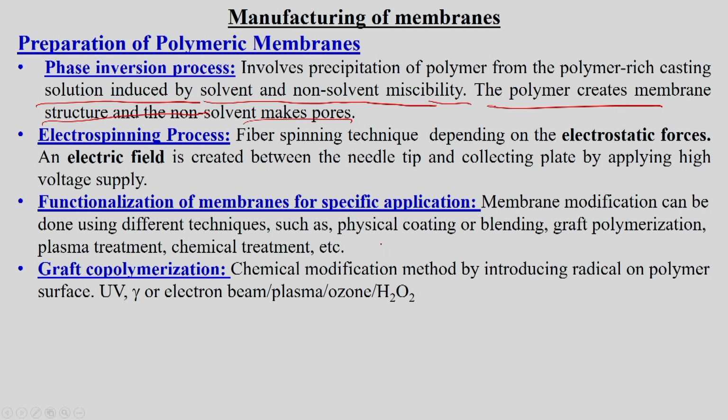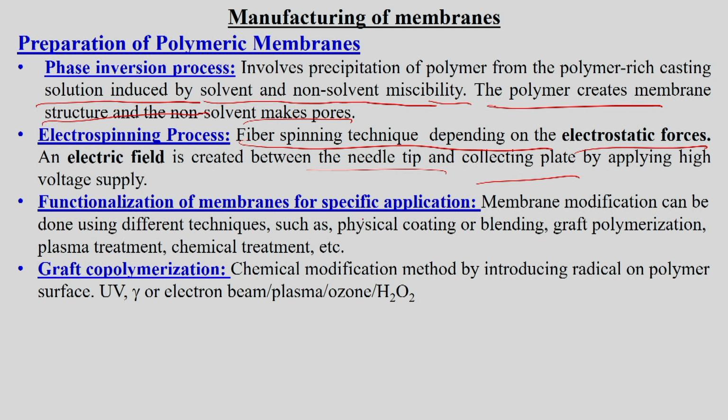Another process is the electrospinning process, a fiber spinning technique where, depending on the electrostatic force, fibers are formed. An electric field is created between the needle tip and the collecting plate by applying a high voltage supply, and from there, by spinning, the film is formed.